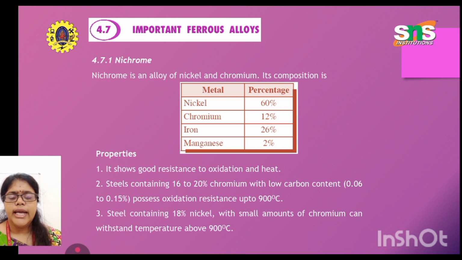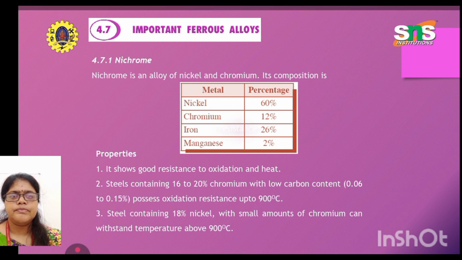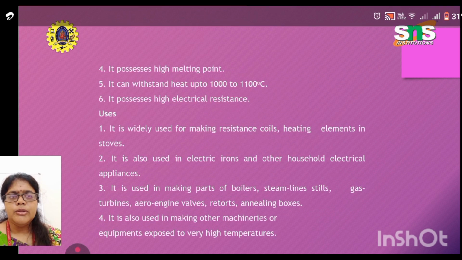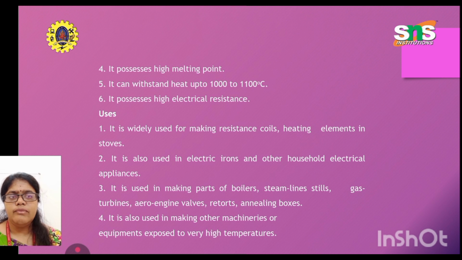Steel containing 80 percent iron, 18 percent nickel with small amounts of chromium can withstand temperatures above 900 degrees centigrade. It possesses a high melting point. It can withstand heat up to 1000 to 1100 degrees centigrade. It possesses high electrical resistance. So these are the various properties that have been enhanced by using these types of alloys.